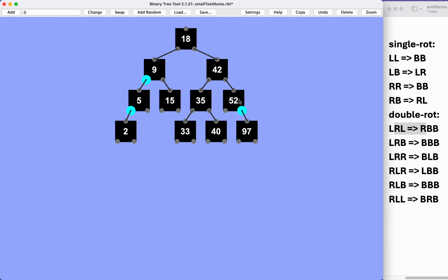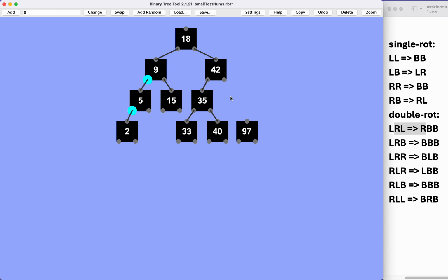Okay, now let's delete the 52. If I delete the 52, there's the 97. 42's right child has gone from unbalanced to balanced. That means it's shrunk. Therefore, I adjust 42's balance factor to the left. That's all we need to do there. Now we delete the 42. Well, 97 is its successor. So I will copy the 97 there.